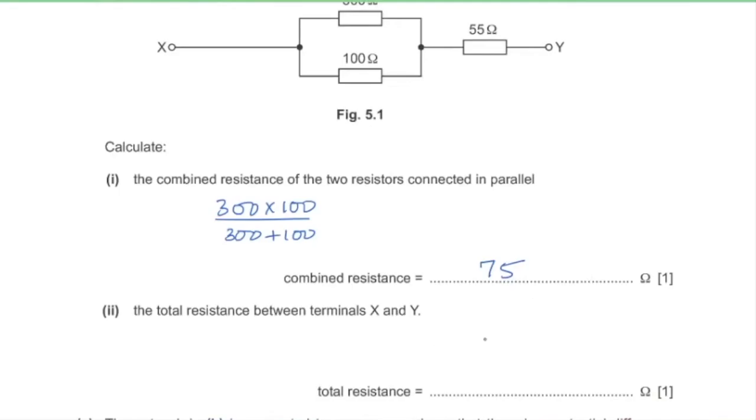Part 2, the total resistance between terminals X and Y. So now this parallel combination is in series with 55 ohms, and total resistance in series is always the sum of them. So it's 75 plus 55, and that gives us the total resistance as 130 ohms.